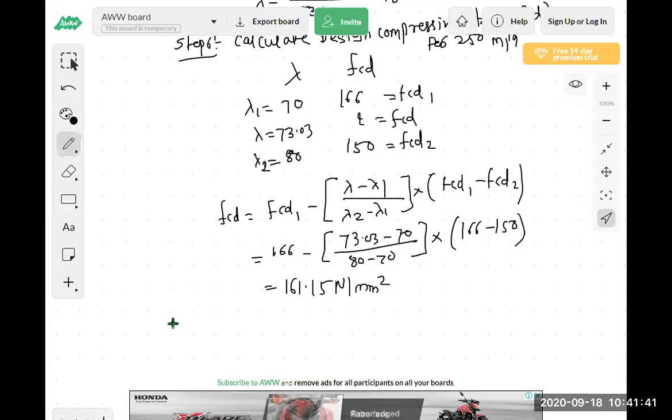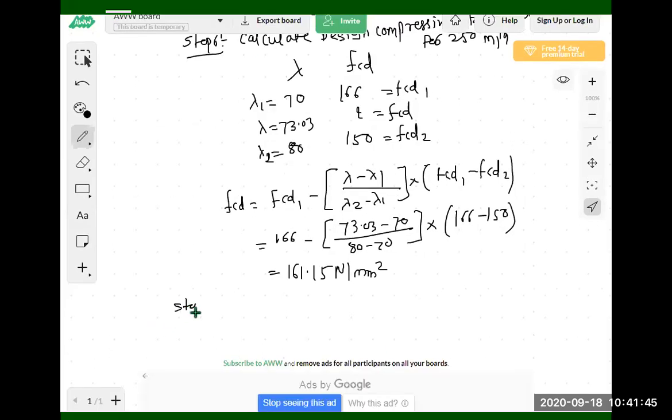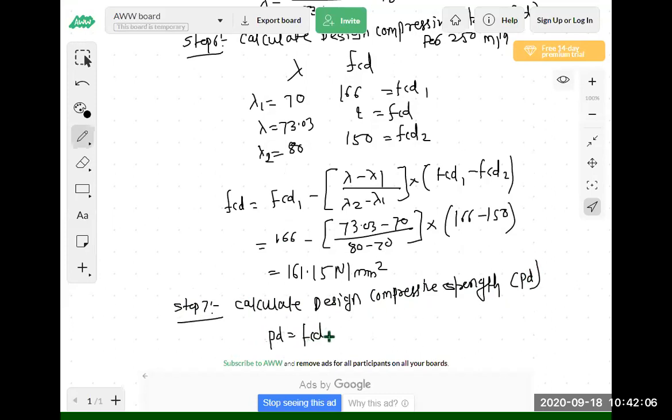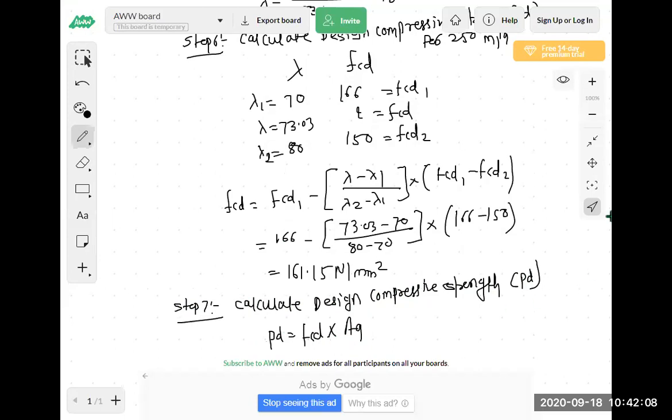Okay. Now, next and last step is step number 7. So what is step number 7? Calculate design compressive strength. Design compressive strength is nothing but PD. So PD is equal to FCD into AG.